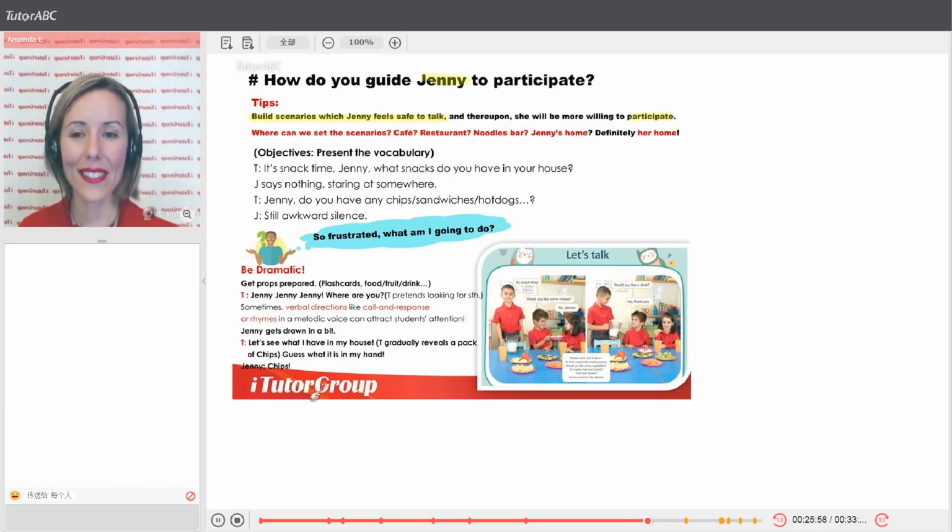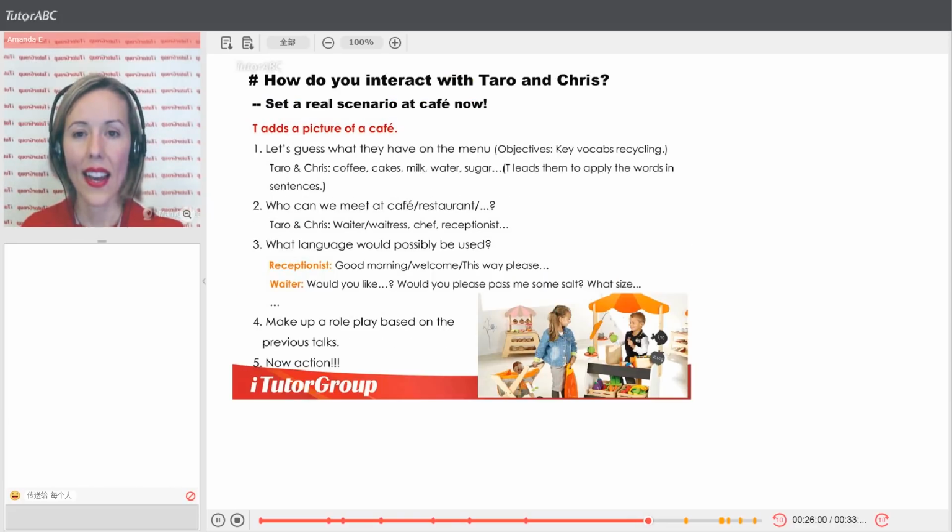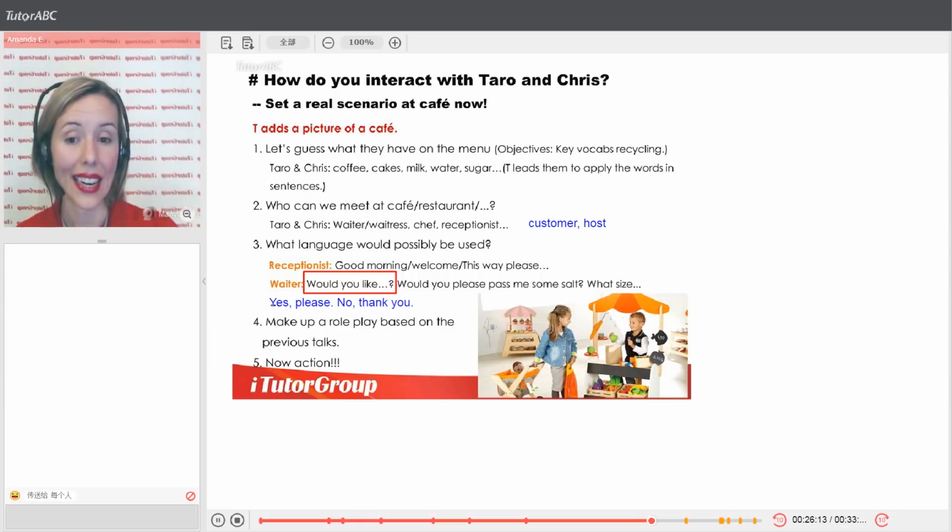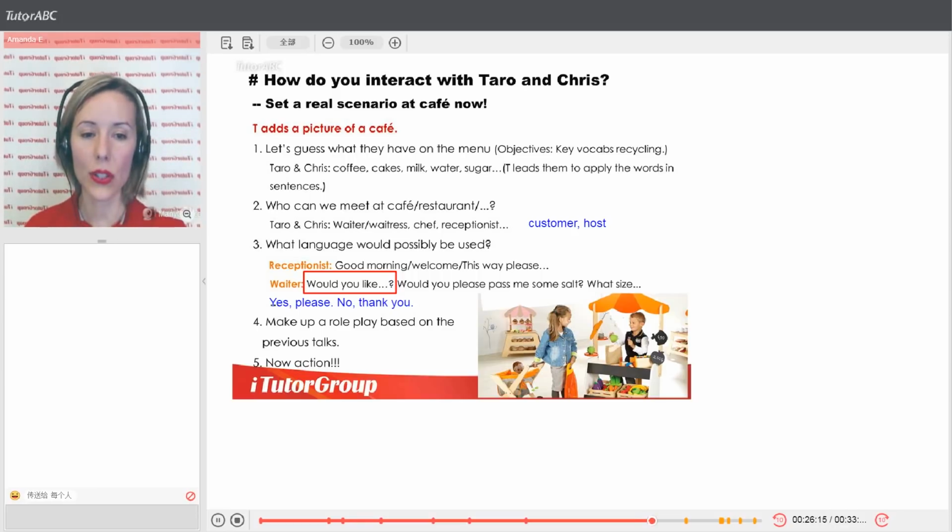Well, no. We're still going to apply the same principles, except maybe we can have Taro write a menu down if she prefers to write. And then maybe we'll get Chris to do more of the talking. So we can use the student's learning style in the role play to make them feel a little bit more comfortable in what they're doing.